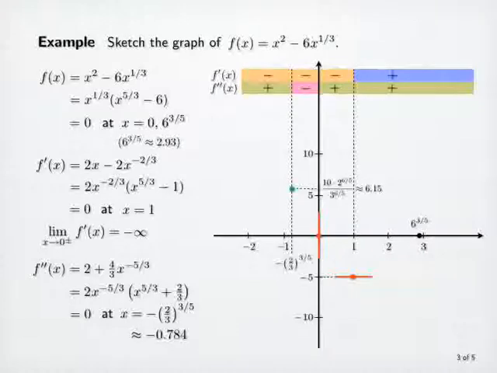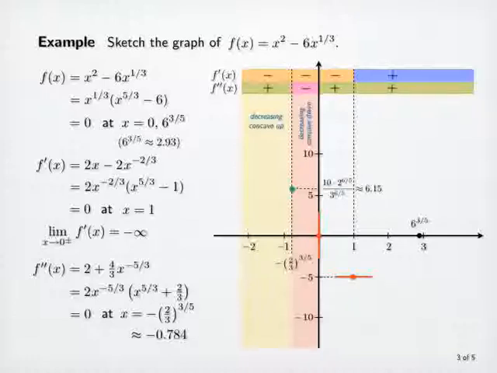So now we can see that if x is less than minus 2/3 to the 3/5 power, f prime of x is negative and f double prime of x is positive, and so the function is decreasing and the graph is concave up. Between minus 2/3 to the 3/5 power and 0, f prime of x is negative, while f double prime of x is also negative, and so the function is still decreasing and the graph has switched to being concave down.